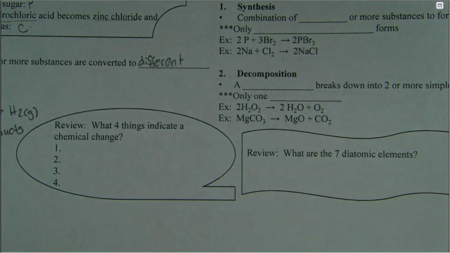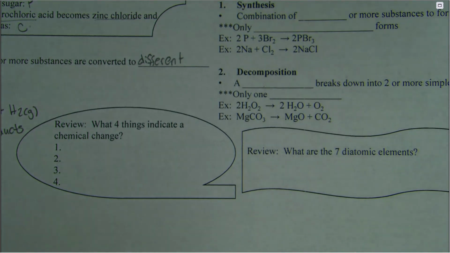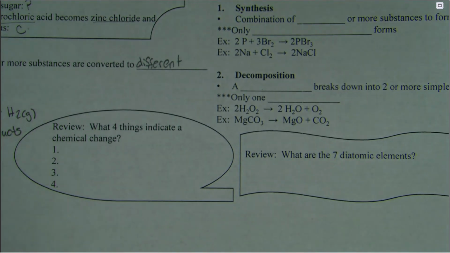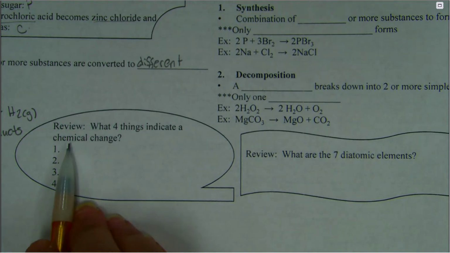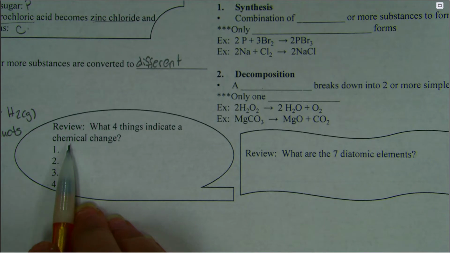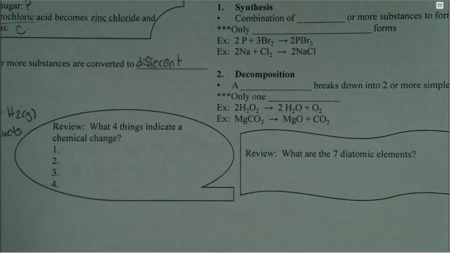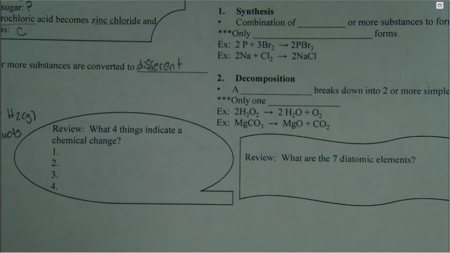Okay, so in this lesson, we're going to look at the different types of chemical reactions. And before we do so, let's do some more review from our previous units. In our chemical and physical change unit, unit 2, we learned that 4 things indicate a chemical change. And we did an activity where we saw all of these things happen.